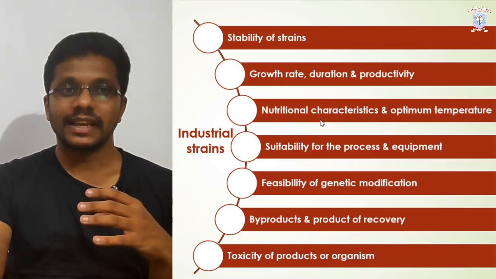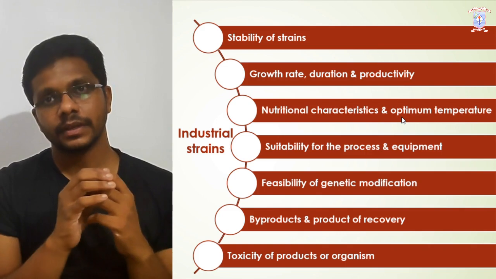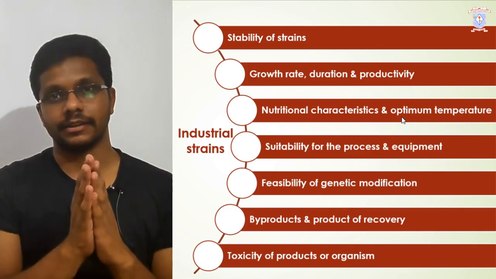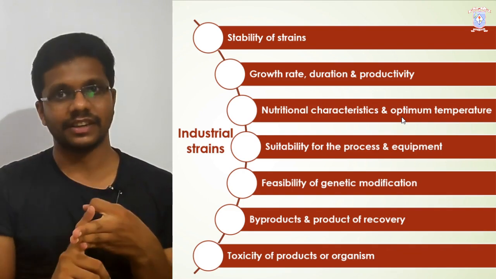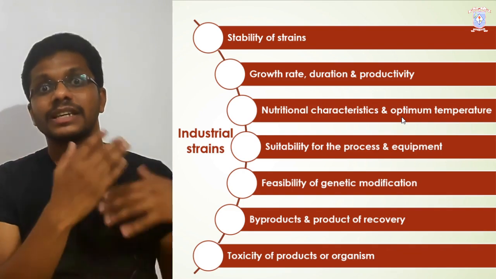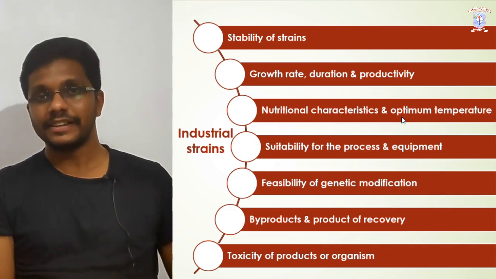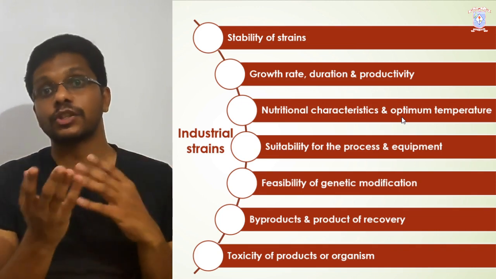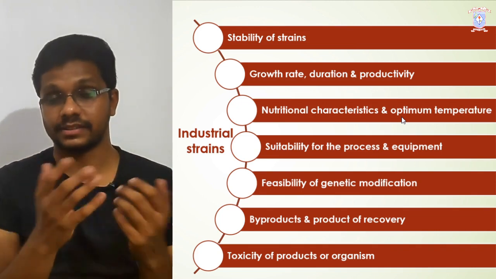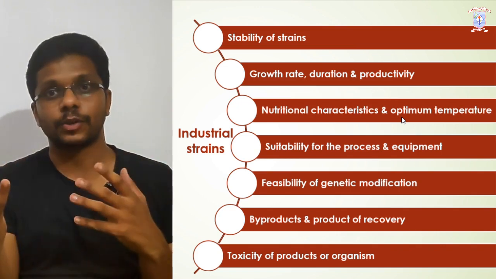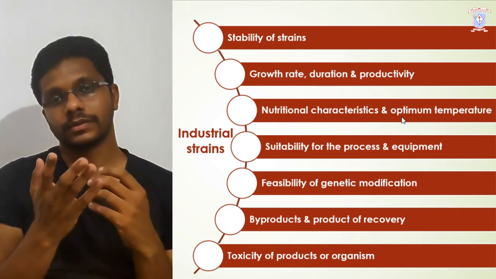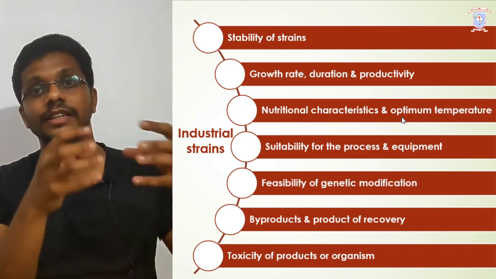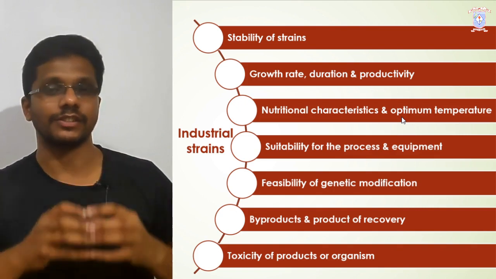Next thing is nutritional characteristics and optimum temperature. In the laboratory, we are growing microorganisms in purified or refined media. We put NaCl, peptone, beef extract, and distilled water. We are using refined chemicals. But in industry, most of the industrial media originate from the byproducts of other industries, like molasses. That's a waste product of the sugar industry, or the sulfate waste liquor. That's a waste product of the paper industry. These byproducts, the waste products, are used as raw materials for the bioprocess industry.